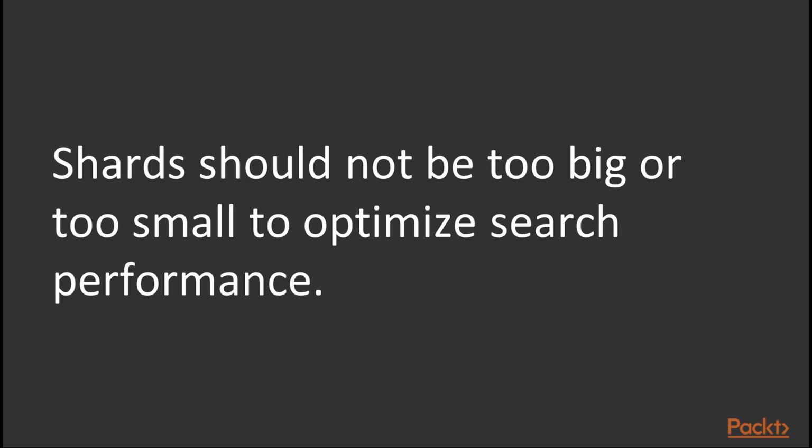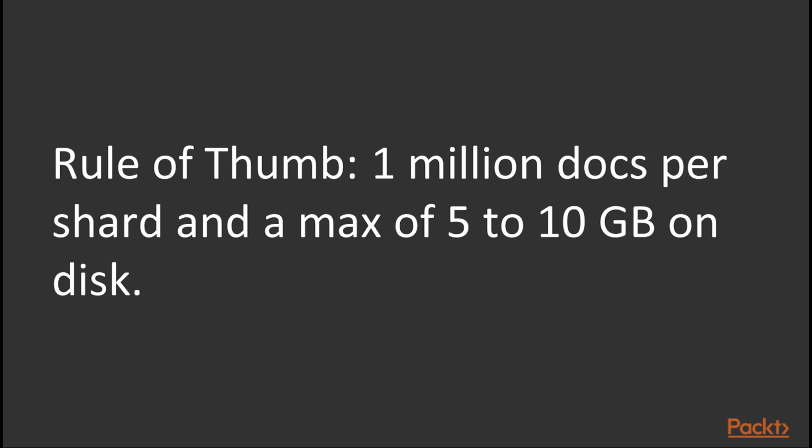While leveraging shards to achieve speed up during re-indexing, it is also important to ensure that shards are neither too big nor too small. As a result, while there are variations of document counts per shard and size on disk that can be played with, a good combination is 1 million documents per shard and a maximum of 5 to 10 gigabytes on disk. And that's just a side note.